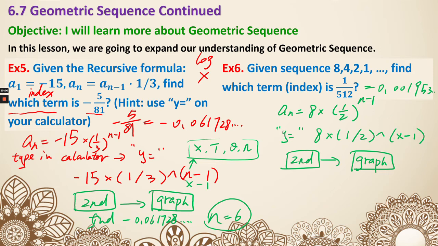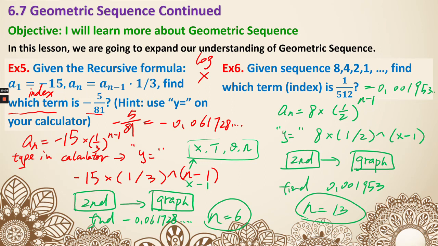So 8 times 1/2, pop it up, a little caret, x minus 1, and then everything else. Then press second graph, that will show you the table. Then you are going to find where 0.001953 is, and that will give you the answer, n equals 13.